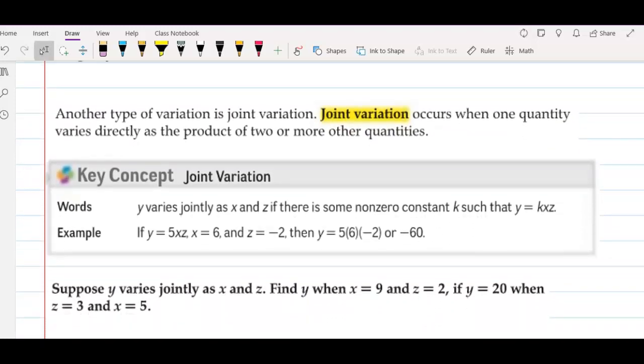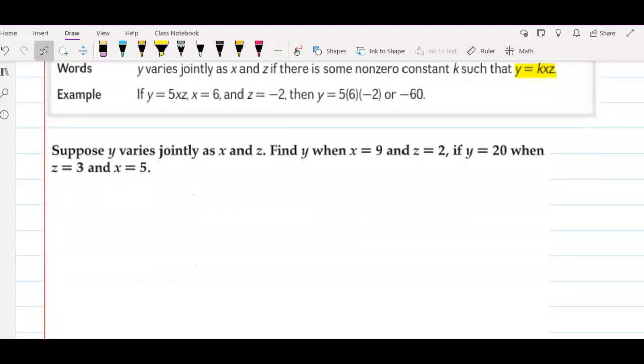Another type of variation is called joint variation. This is when one quantity varies directly as the product of two or more other quantities. So we're going to just have a lot more variables involved here. Y varies jointly as x and z means we're going to use the equation y equals kxz. For example, suppose that y varies jointly as x and z. That's literally how I translate that first sentence.